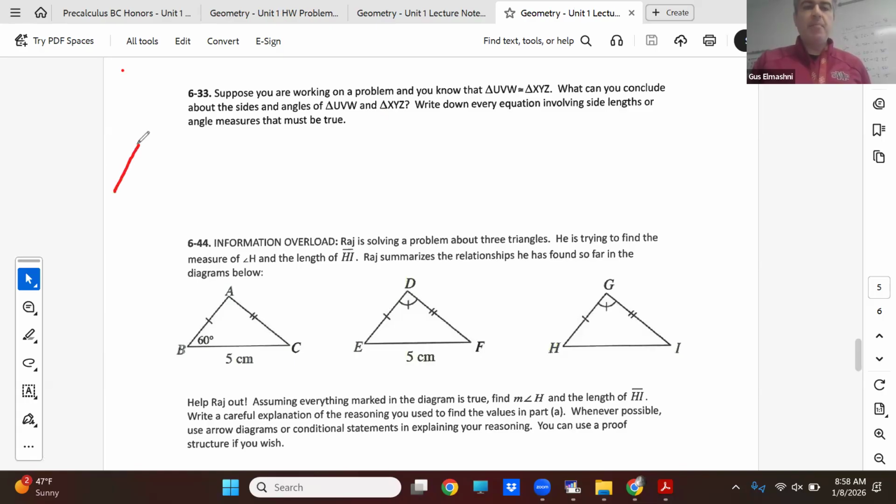So this is going to be a very important problem because it kind of leads us to another theorem, which we'll talk about in a moment. But let's just draw two identical triangles.